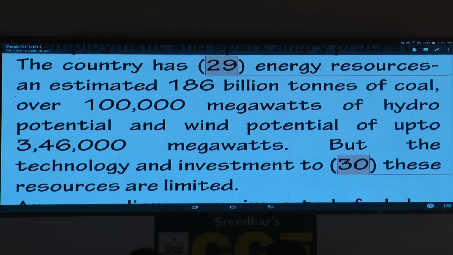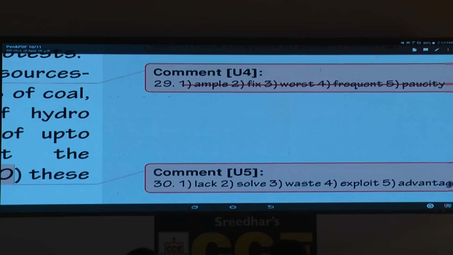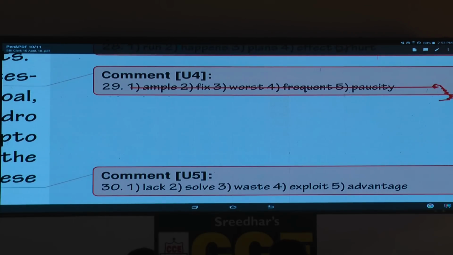Now he talks about a positive sentence. There is a positive sentence. What is it? The country has, whatever the word, energy resources, an estimated 186 billion tons of coal, over 1 lakh megawatts of hydro potential, and wind potential of up to 3,46,000 megawatts. So here we have to choose a positive word. So what are the options here? Ample, fix, worst, frequent, paucity. There's only one positive word. Which one is that? Ample. So what is the answer here? The first option is the answer.